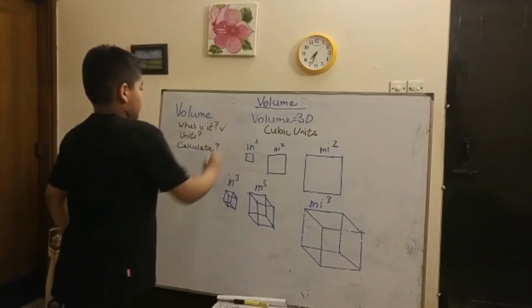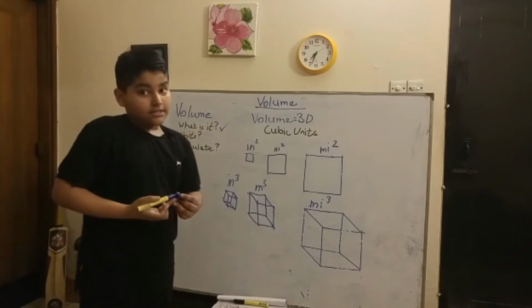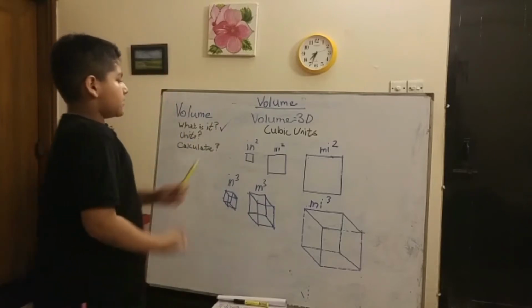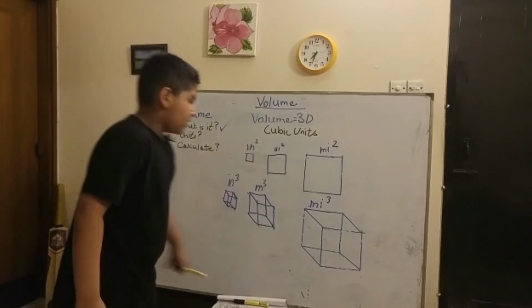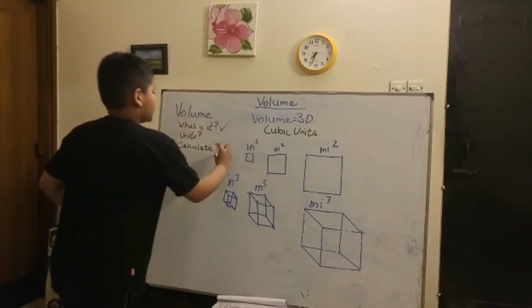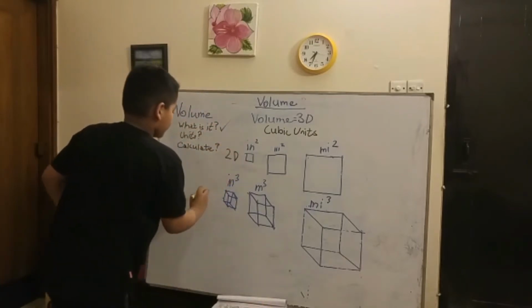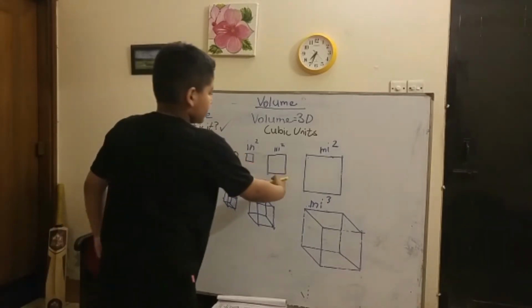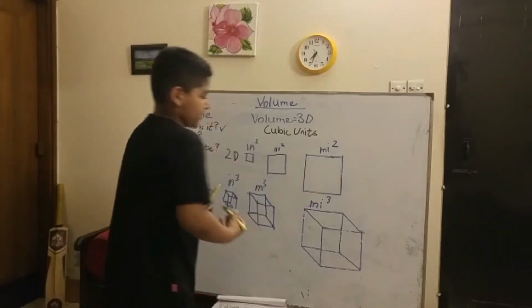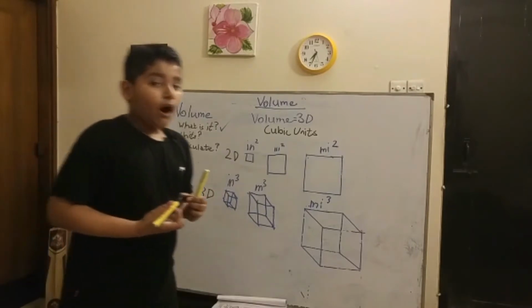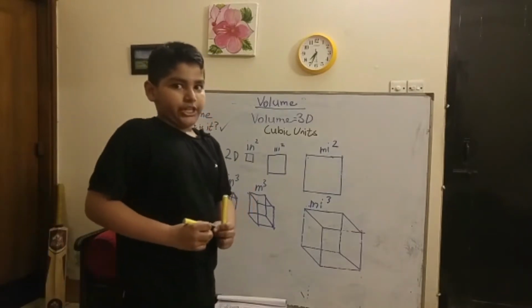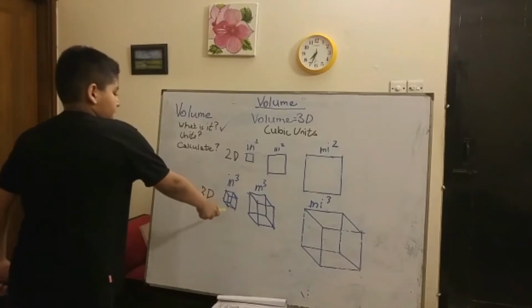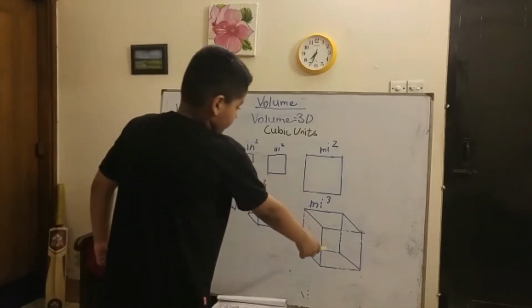Now let's look at units. The units will be cubic units. Just like 2D shapes have areas in inches squared, meters squared, or miles squared, the volume of a 3D shape would be in cubic inches, cubic meters, or cubic miles.